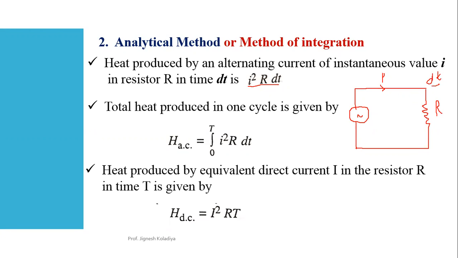dt. Okay. So now all of you know the equation of energy: I square R into T. Now instead of I we have small i, so I can write i square R into time. Time is dt in our case, so I can write i square R into dt. So heat produced by an alternating current of instantaneous value i in resistor R in time dt is i square R dt. So this is one small amount of current that I am taking.